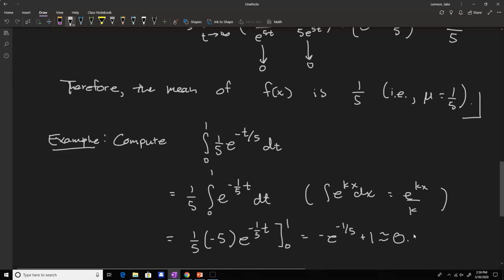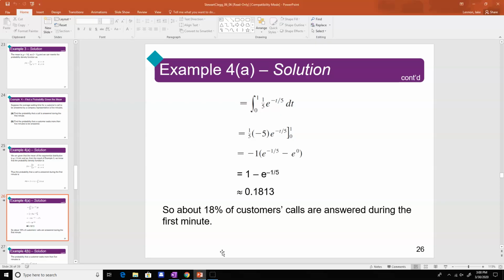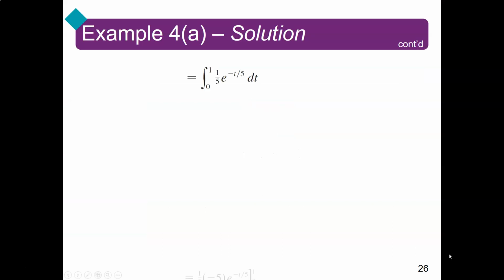So 0.1813. So that's the same thing as 18.13%. So that's the probability that we would have a call received in the first minute. So yeah, we get exactly the same thing there. So when they integrate, they get all the same steps, 1 minus e to the negative 1/5, 0.1813. And then again, for the next question, we can use the same antiderivative we had in the second line of this slide.